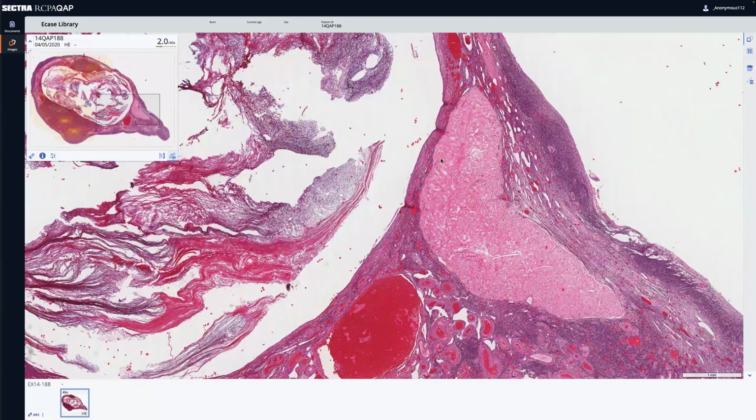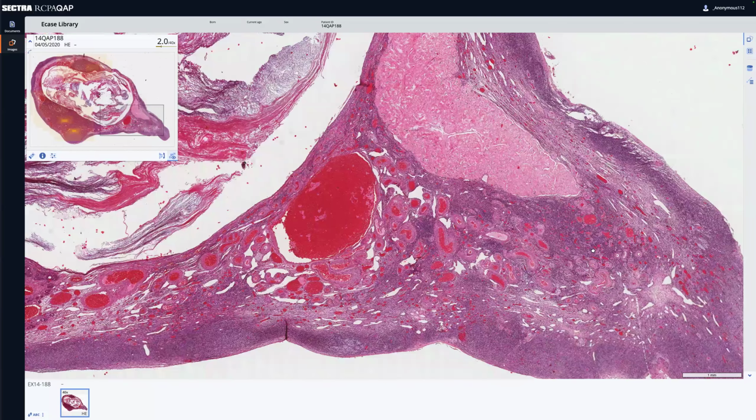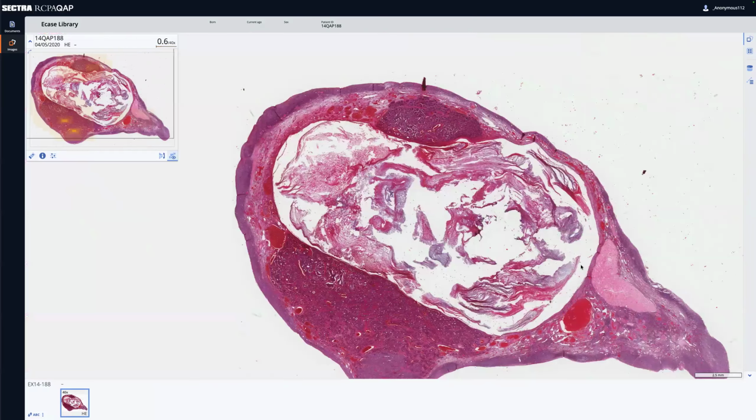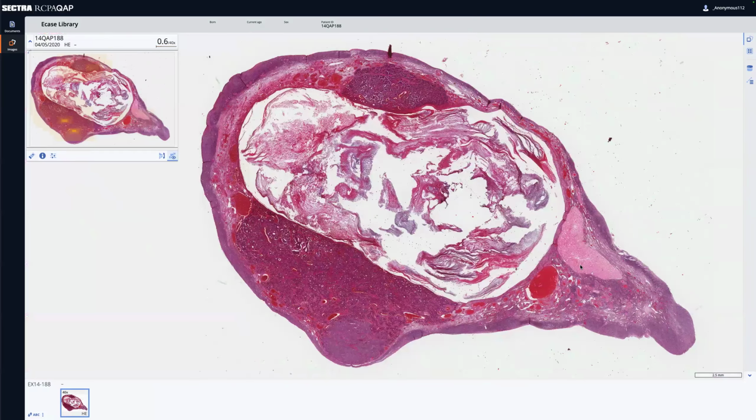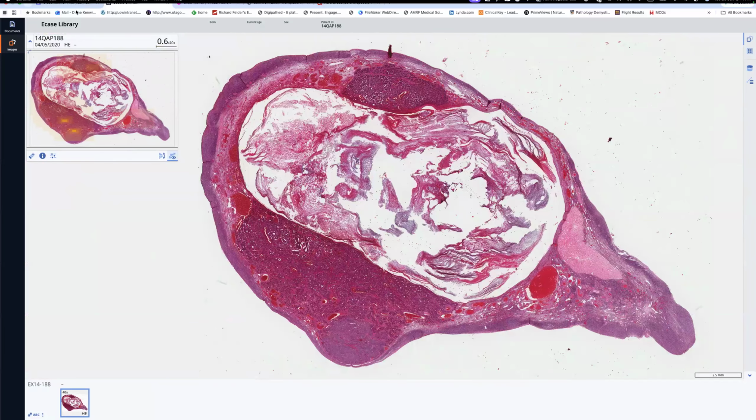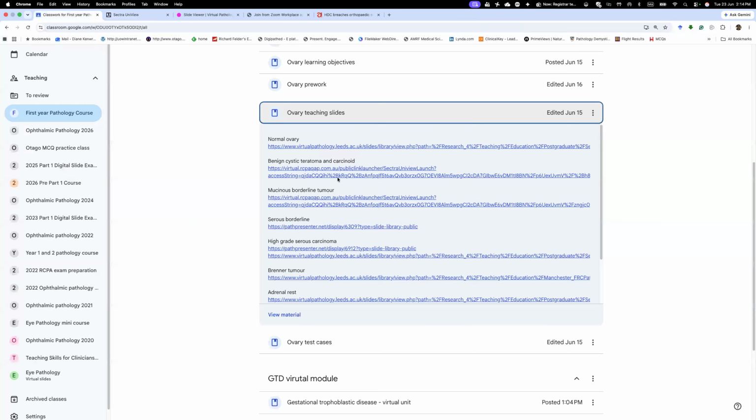Nice corpus luteum through here, corpora albicantes through here, and that's that one done. All right, chat, any questions so far? Am I going too fast? Doing all right? Yeah, not bored yet. Good. Let's carry on.